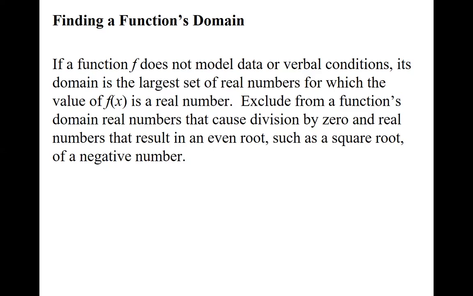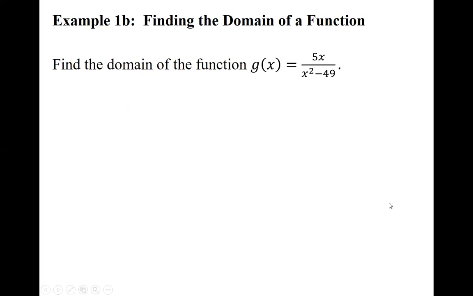Otherwise, anything's fair game for the domain. So we take all real numbers and we subtract the real numbers that we can't have. We remove the real numbers we can't have. So find the domain of the function g of x equals 5x over x squared minus 49.